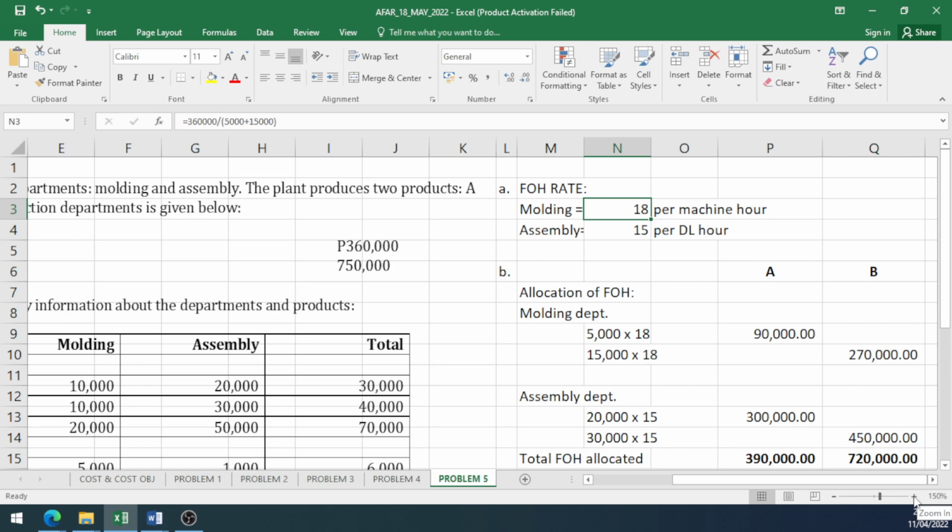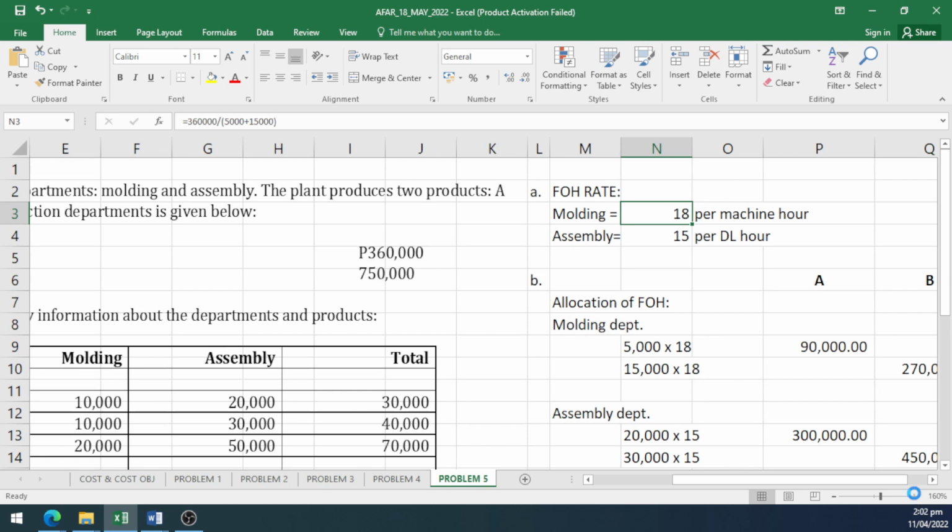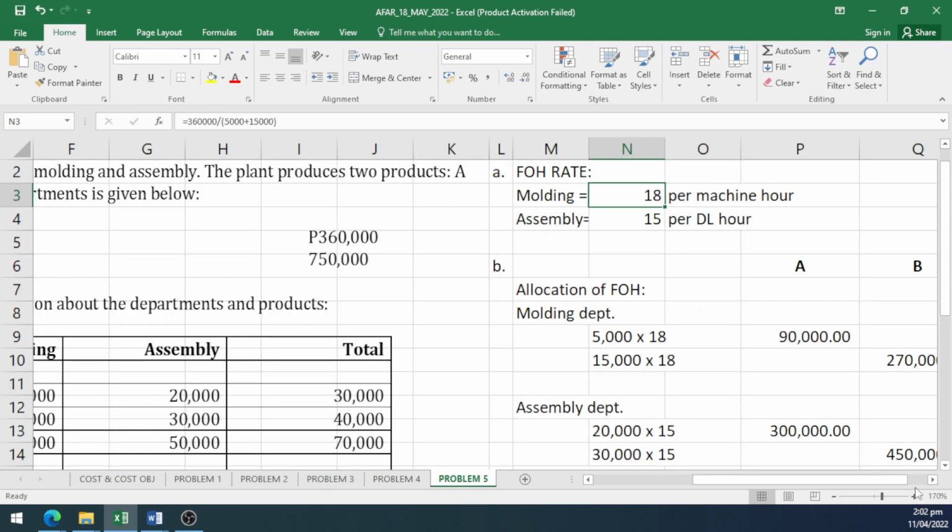So the rate is 18 per machine hour. And for assembly, which is based on DLRs, 750,000 over 50,000 DLRs. That is 15 per DLR. 15 pesos. 18 pesos for molding. 15 pesos per assembly.